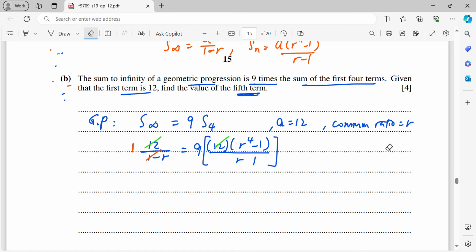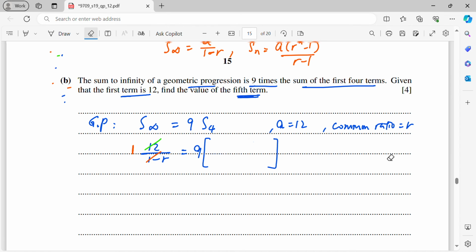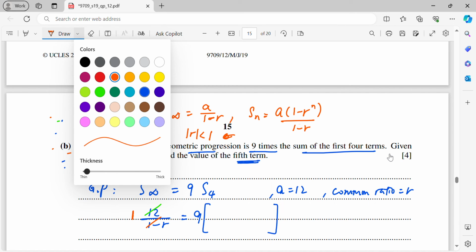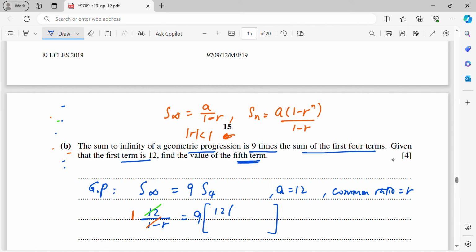Okay, sorry. This formula shouldn't be r^4 minus 1, because we know that as the sum to infinity exists, that means the modulus of r must be less than 1. So when modulus r is less than 1, the sum of the first n terms will not be like this. It will be a(1 minus r^n) over 1 minus r, because of this. Okay, now sorry about that. So it will be 12(1 minus r^4) over 1 minus r. Then now you can cancel off the 1 minus r because both are the same. And same goes to the 12. So the 12 can be cancelled off.